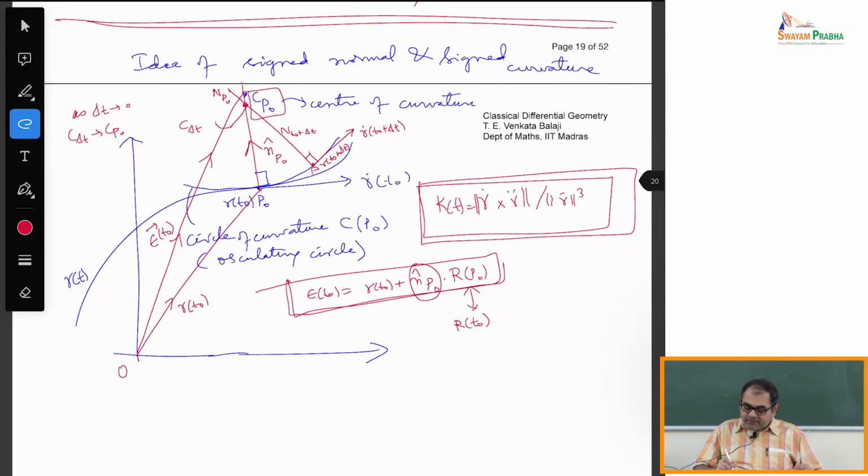So this is the same game we are attempting now with this idea of signed curvature and signed normal. The signed curvature and signed normal were defined so that you are able to write this equation all the time, okay. The only problem is that geometrically, when you write this n hat p naught, it is the unit normal from the point towards the center of curvature. But I don't know where the center of curvature is. This is just a geometric definition.